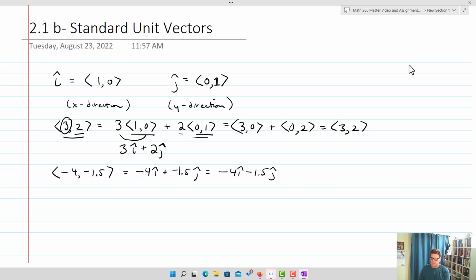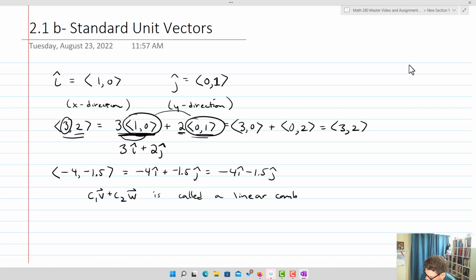Now this thing that we're looking at here, where we take a scalar times a vector plus a scalar times a vector, has a special name. It's called a linear combination. So this thing here, where we might write it as c1v plus c2w, is called a linear combination. And when we write something in terms of the standard unit vectors, we're writing it as a linear combination, and that's the phrase that we use.